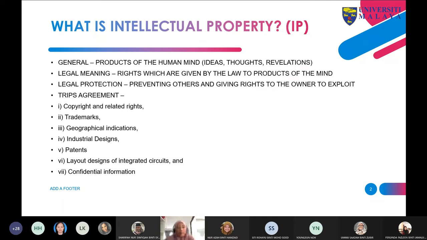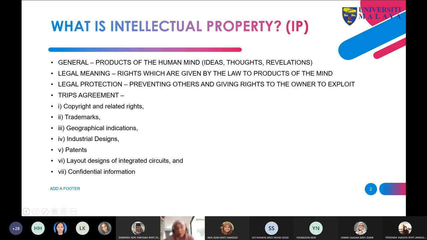So the ideas that we have, the thoughts that we have, or even revelations that we might have, sometimes come at the most inconvenient of times. Especially for us as lecturers, we never stop thinking about our work, right? We don't have a cut-off period from the time when we start our work in the morning at, say, 8 or 9 o'clock, and we stop working at 5.